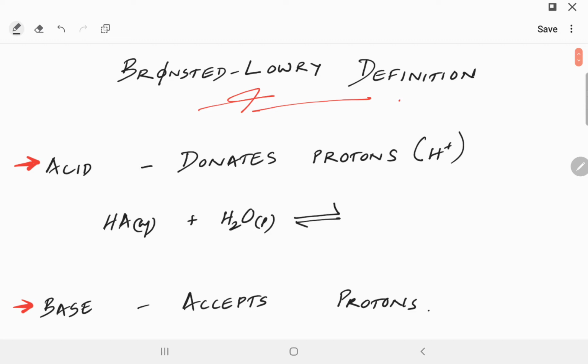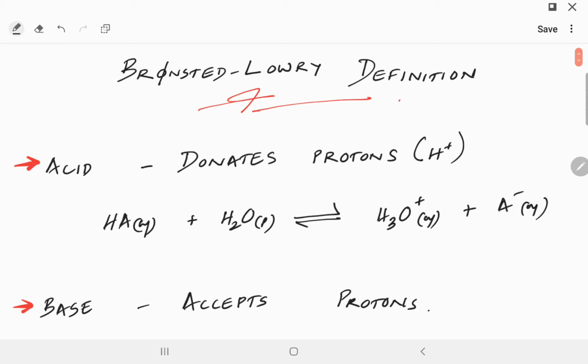So according to the Brønsted-Lowry definition, acids are chemical species that are capable of donating protons. Let's consider HA as a generic acid. If it is an acid, you have to have a donatable proton. So this hydrogen right here, let's consider that as a donatable proton, and it is donating it into water, forming hydronium ions, and then A minus.